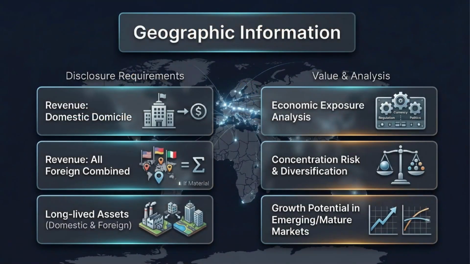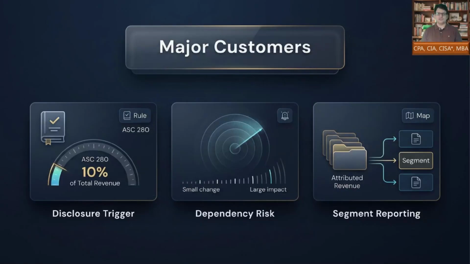Geographic information tells users where revenue is earned and where long lived assets are located. ASC 280 focuses on domestic revenue, foreign revenue, and material country level disclosures when relevant. It also requires long lived asset information by geography, not all assets generally. That distinction matters. Geographic disclosure helps users assess regulatory risk, currency exposure, political risk, concentration, and growth opportunities across regions. A company can look diversified in total but still be exposed to one country or region in a way users should understand.